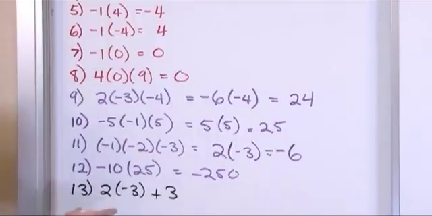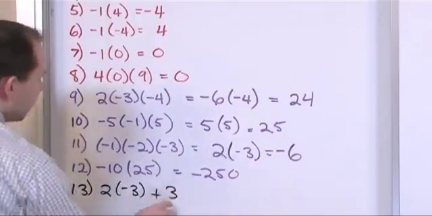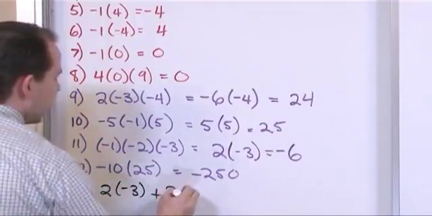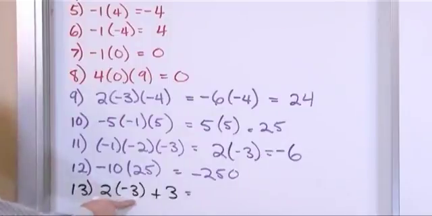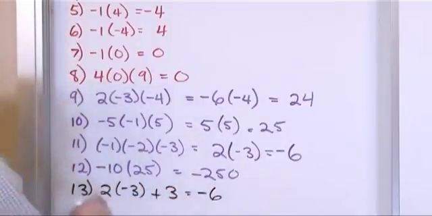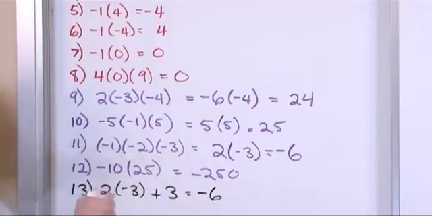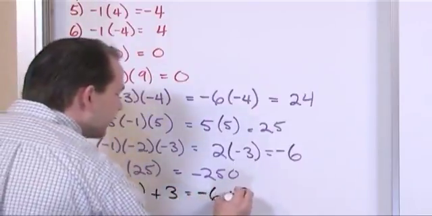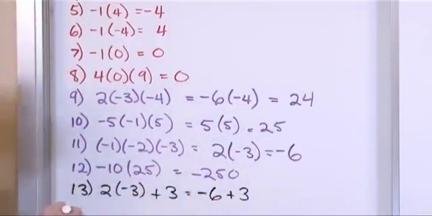So the first thing we have to do here is multiply these. And we're going to deal with this addition later. So 2 times negative 3 gives us negative 6 because the signs are different. 2 times 3 gives us 6. But we still have to add this 3 to it because we haven't done that yet.